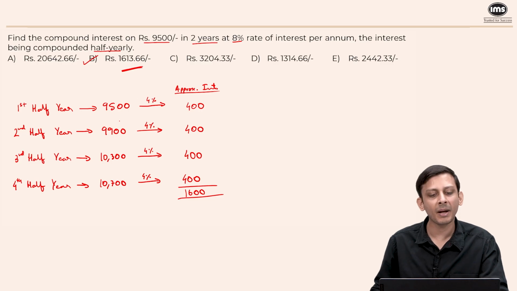So this way, just by observing and thinking about the options and thinking about approximation, we could have easily seen that the interest for each of the 4 half years will be somewhere around 400, approximately 400. And therefore, the option had to be that option which is closest to 4 times 400, 1600.